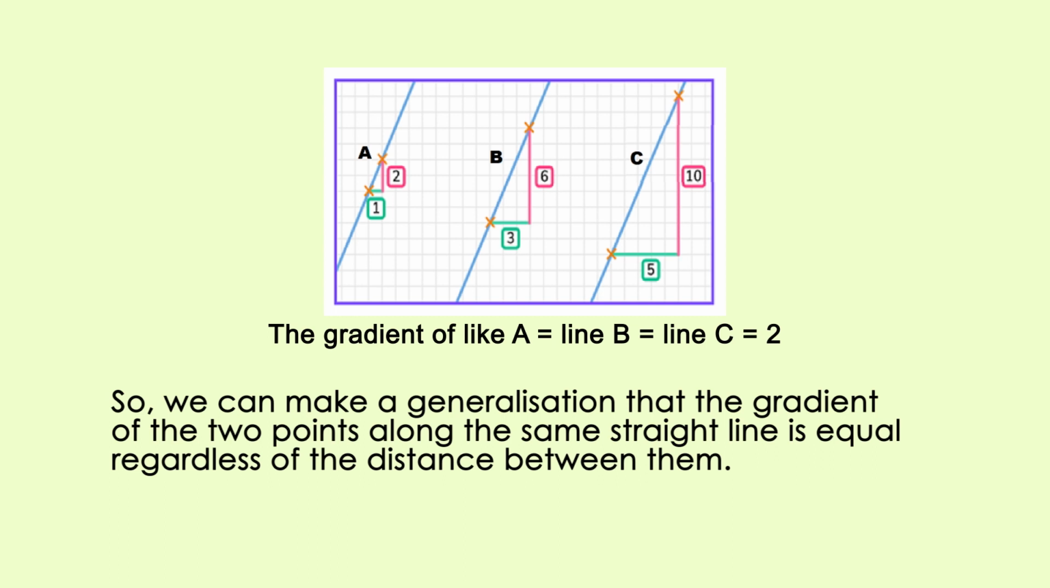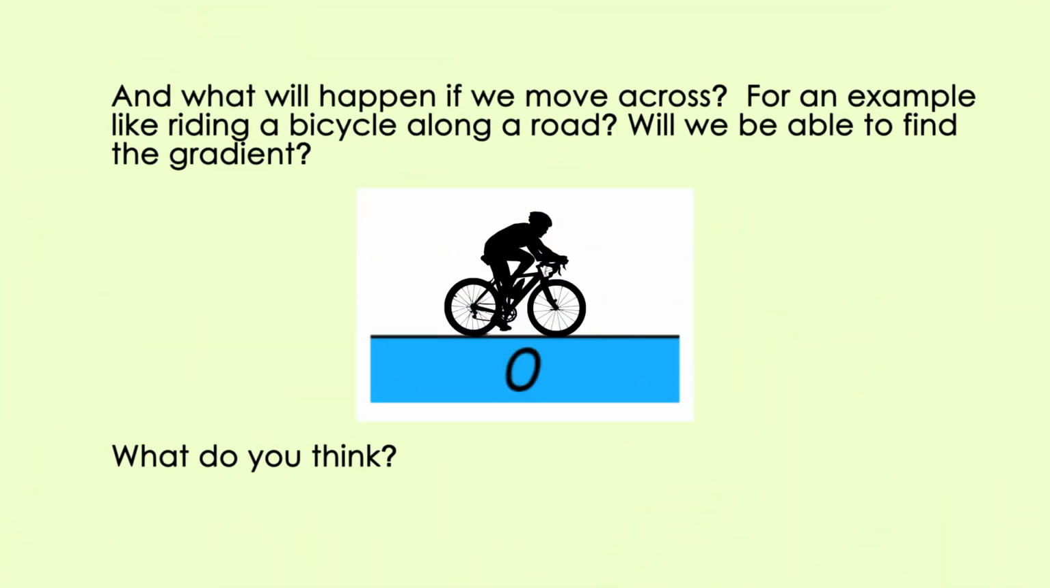Then, we can make a generalization that the gradient of 2 points along the same straight line will be equal regardless of the distance between them. And what will happen if we move across? For example, riding a bicycle along a road. Will we be able to find the gradient? What do you think?